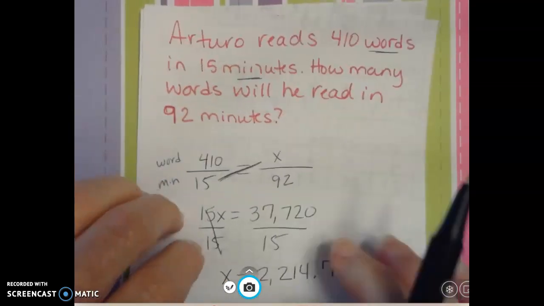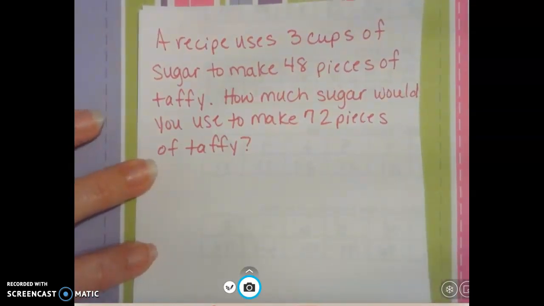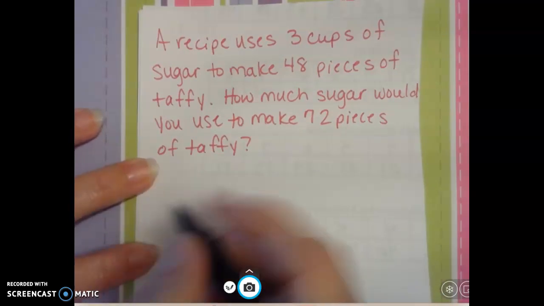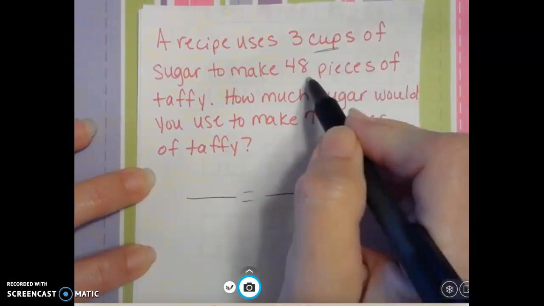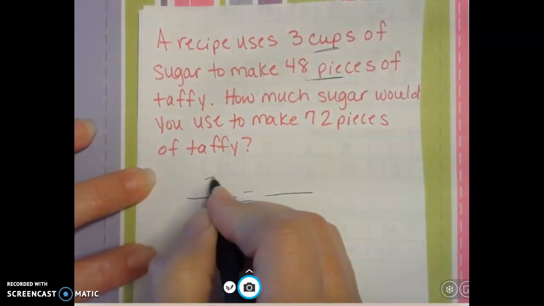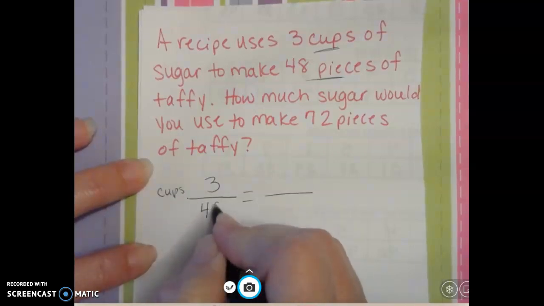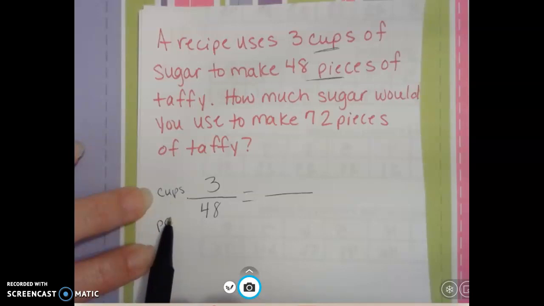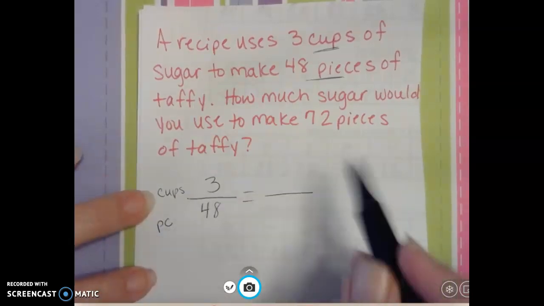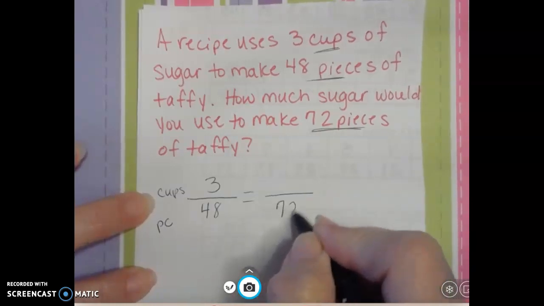So now if we look at another one, we got a recipe uses 3 cups of sugar to make 48 pieces of taffy. How much sugar would you use to make 72 pieces of taffy? So again, we're going to use a proportion, and we're talking about cups of sugar and pieces of taffy. So 3, and you could put cups or you could put sugar. I'm going to put cups, and 48 pieces of taffy. So I'm only putting this over here just so that I remember the order that I'm using. So if I'm looking at 72 pieces of taffy, the pieces has to go on the bottom, and this is going to be our x.